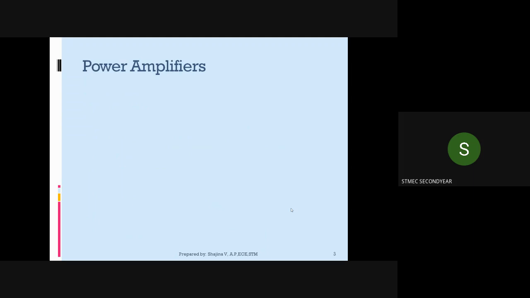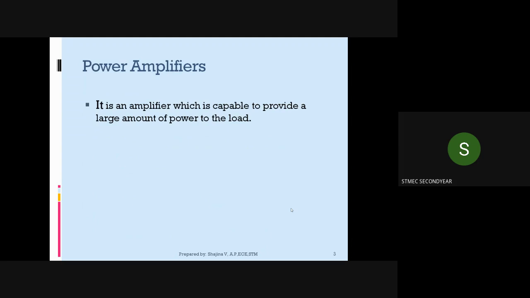Now coming to the power amplifier. So first of all, what is the power amplifier and what are the differences between this voltage amplifier and power amplifier, that we are going to discuss first. So we can say a power amplifier is an amplifier which is capable of providing a large amount of power to the load. Load means loads such as motor, loudspeaker, etc.